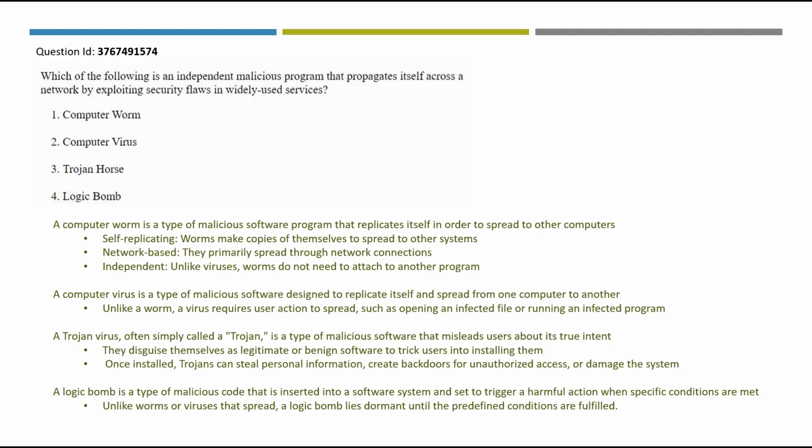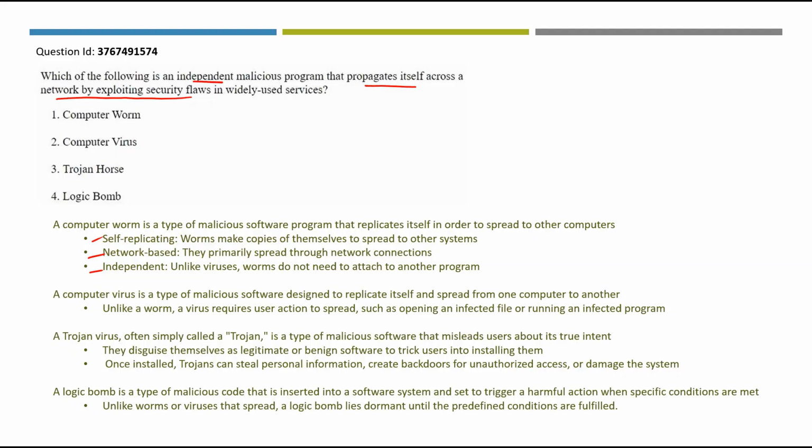So here, just look at the question. Independent malicious program that propagates itself across a network by exploiting security flaws. Self-replicating is propagating itself. Network-based is across a network by exploiting security flaws in widely used services. And independent is independent malicious program. All three characteristics are fitting for computer worm. Let's see the other options also.